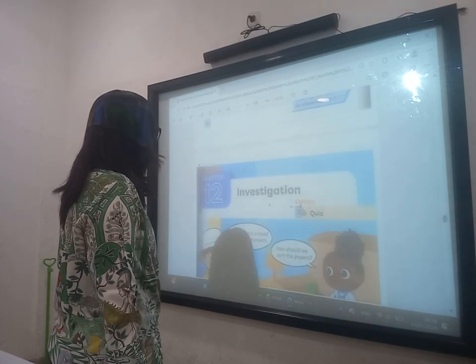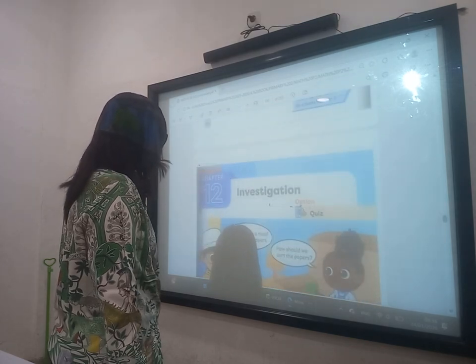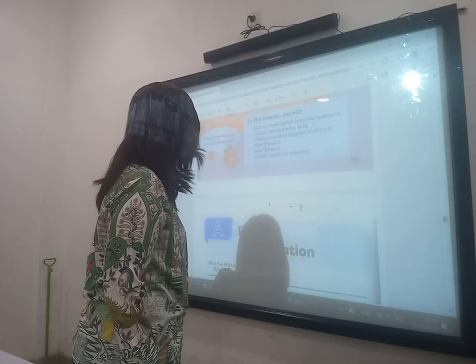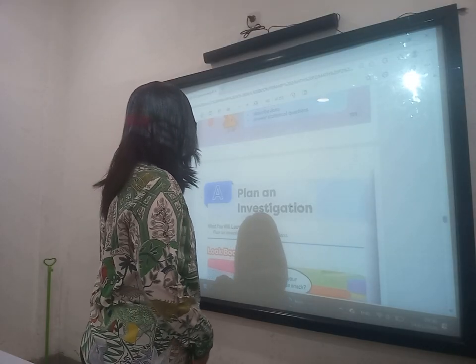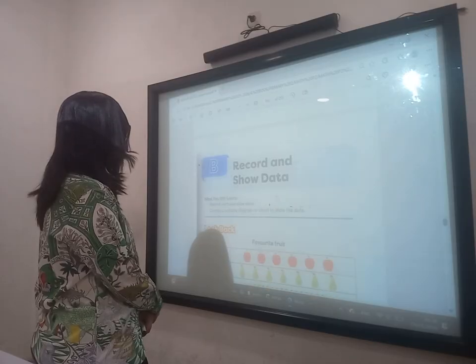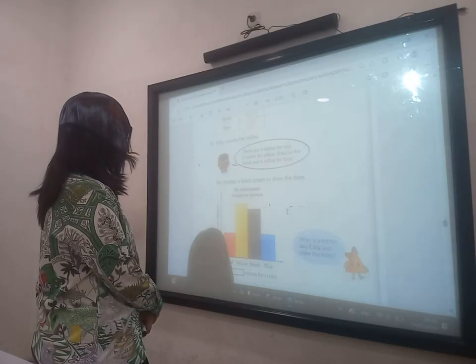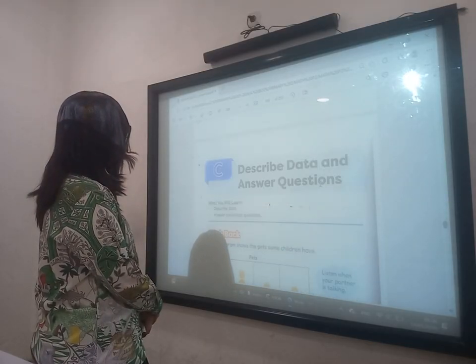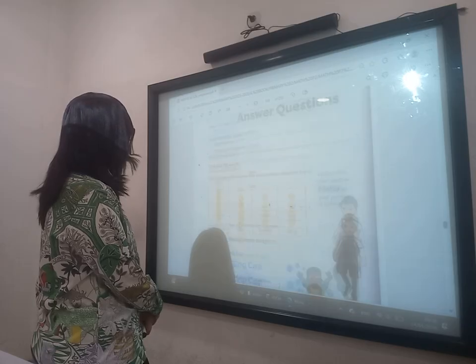Okay, this chapter is about investigation and consists of 3 steps. The first step is make a plan and investigation. The second step is record and show the data, and the third step is describe data and answer the question based on the investigation.